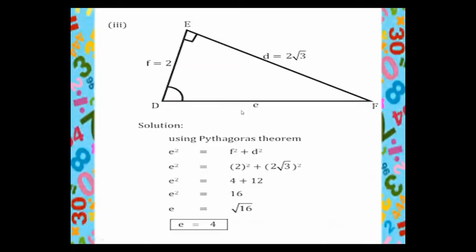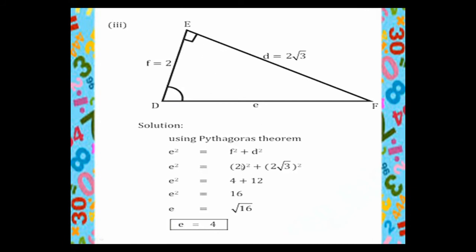Now we'll move towards the next figure. This is a right angle triangle, so this is a 90 degree angle. F is equal to 2, this is given, and D is equal to 2 root 3, given. We start the solution by using the Pythagoras theorem because two sides are given, so we can easily find E. E square is equal to F square plus D square. E is the hypotenuse because it is opposite to the 90 degree angle.